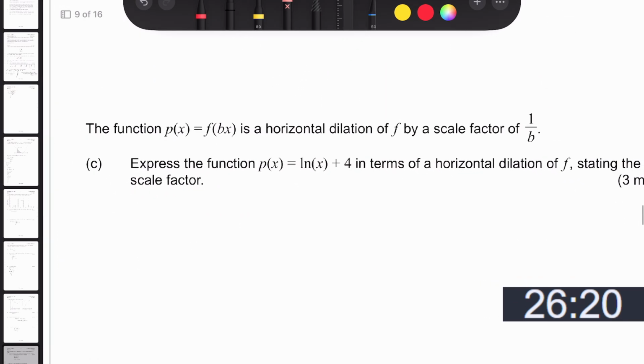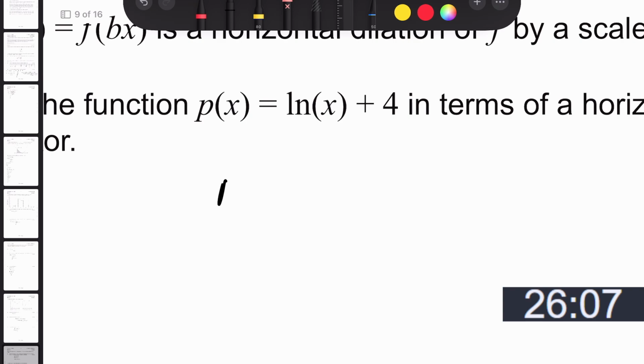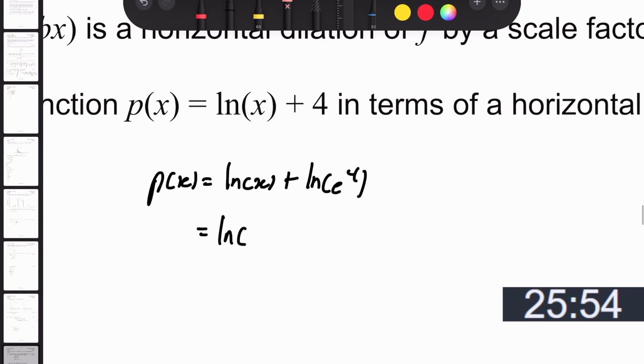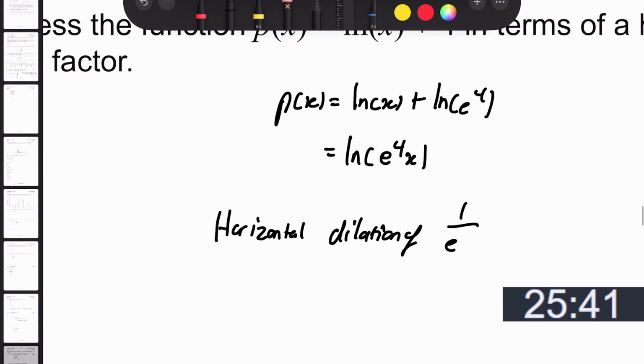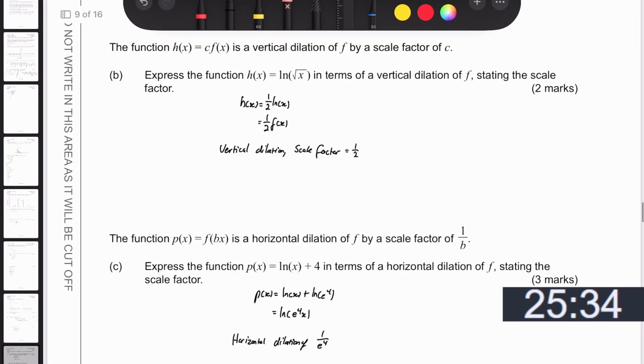And then there's a horizontal dilation of a scale factor of 1 over b. Express the function ln x plus 4 in terms of horizontal dilation of f, stating the scale factor. This would be equal to ln of x plus ln of e to the power 4. So this is equal to ln of e to the power 4 times x. So then horizontal dilation of 1 over e to the power 4. Okie dokie.